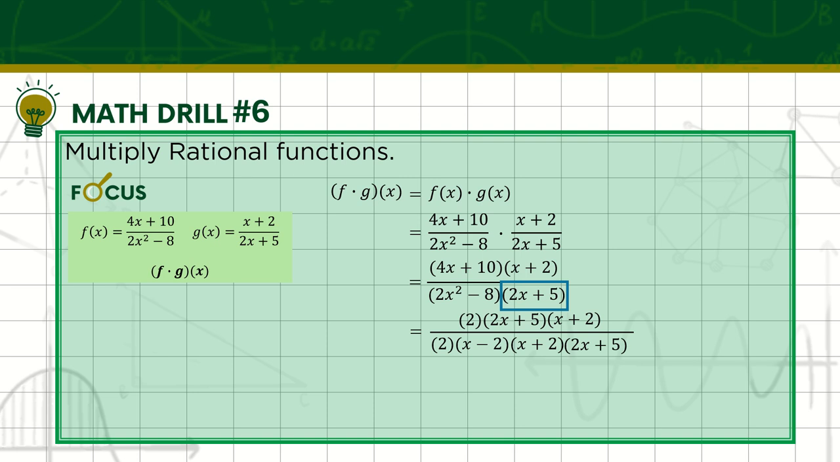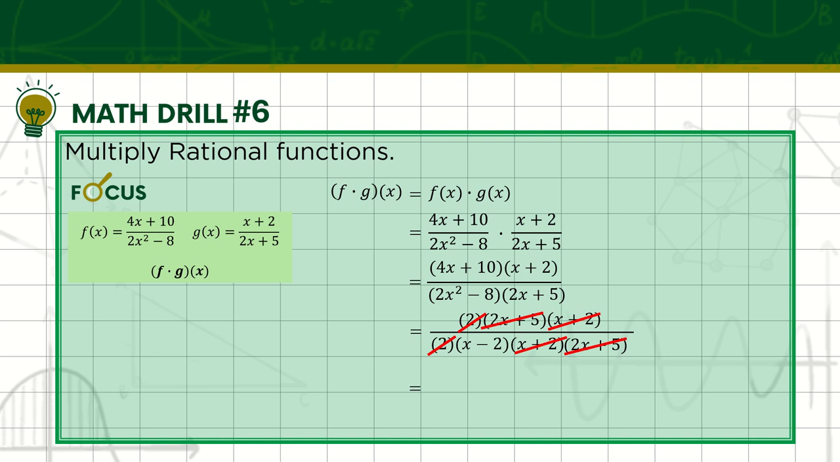After factoring, we need to cancel out things that are the same in the numerator and the denominator. So in here, we have 2 and 2 from both numerator and denominator, 2x + 5 from both numerator and denominator, and we have x + 2 on both numerator and denominator.